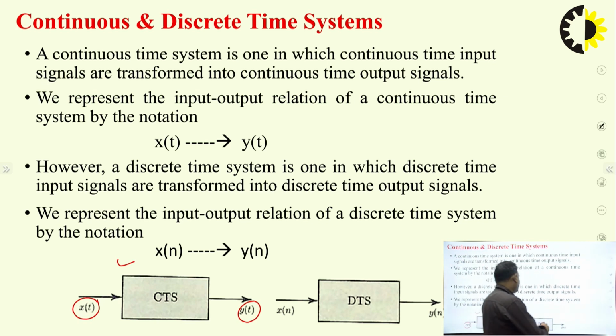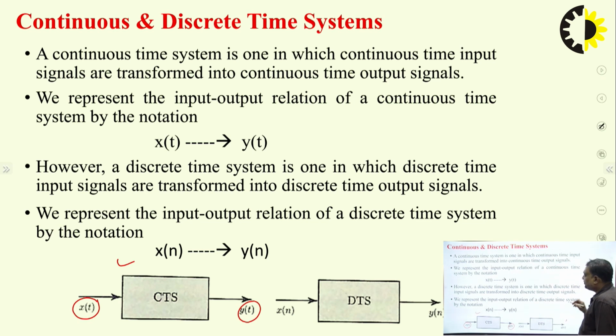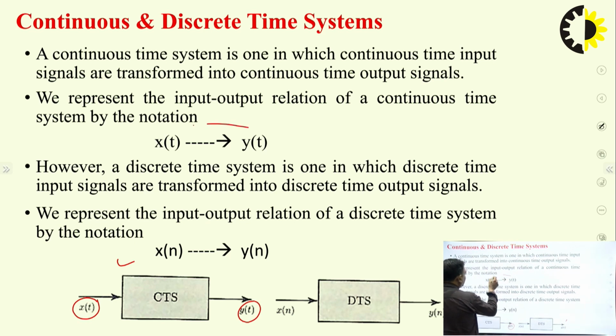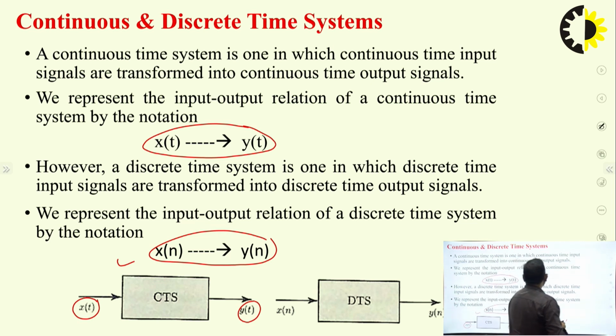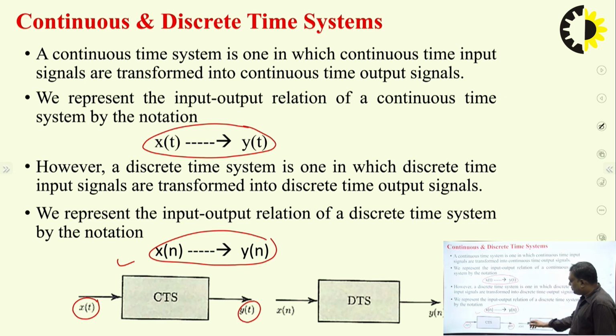And similarly for discrete time system, x[n] is the input and y[n] is the output. And how will we write this expression? x(t) to y(t) is basically your continuous time system, because input is continuous and also output is continuous. And similarly a discrete time system can be represented by this notation, x[n] to y[n]. Okay. So it means you are applying a continuous time input here and you are getting continuous output from here, and here you are applying discrete time input and you are getting discrete time output here.